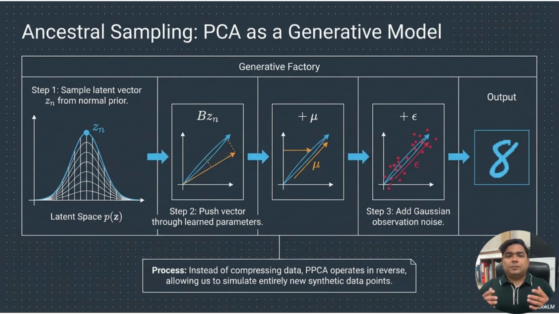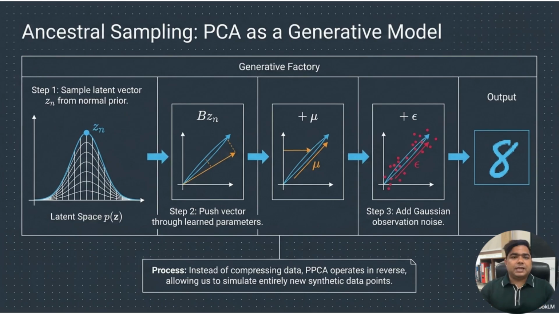This slide shows how probabilistic PCA can generate new data. Instead of compressing existing data, PCA can work in reverse. The process starts in the latent space. First, we sample a latent vector from a normal distribution. This can be spoken like this: sample Zn from the normal prior. Then we push this vector through the learned parameters. The next step is multiply b by Zn. Then we add the mean, add mu. After that, we add Gaussian observation noise, add epsilon. Finally, we obtain a new output data point. The full generative expression can be spoken like this: x equals bz plus mu plus epsilon.